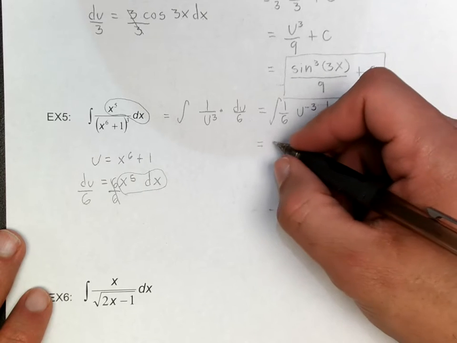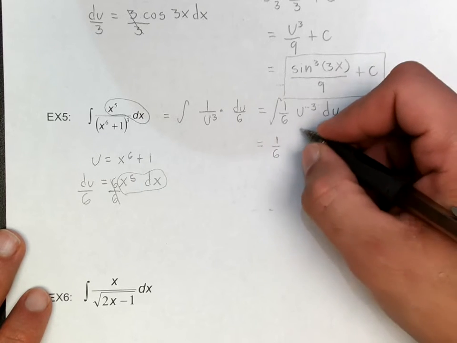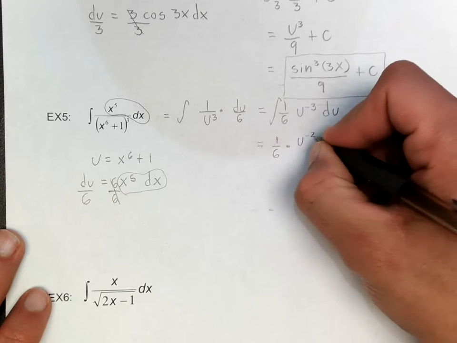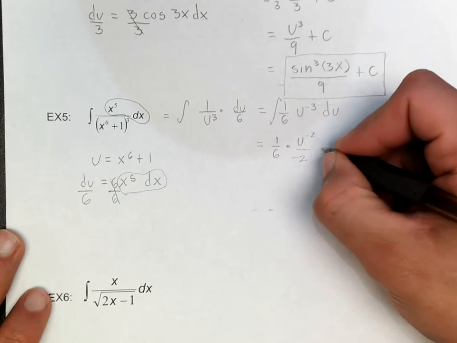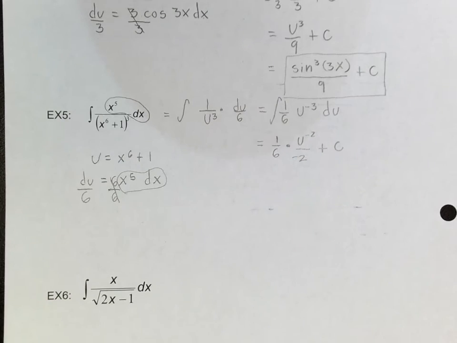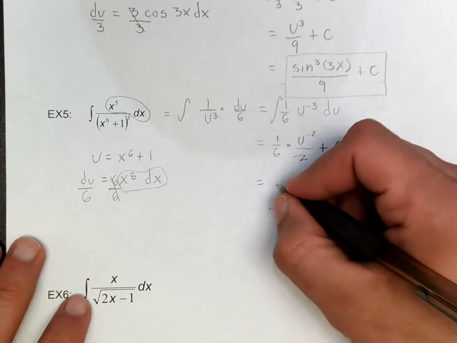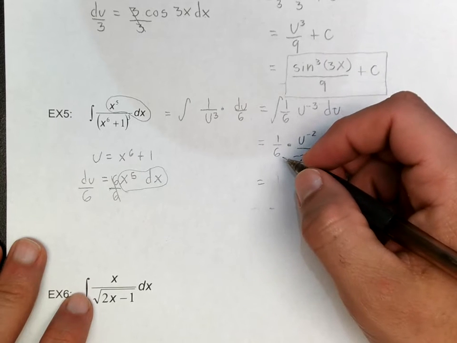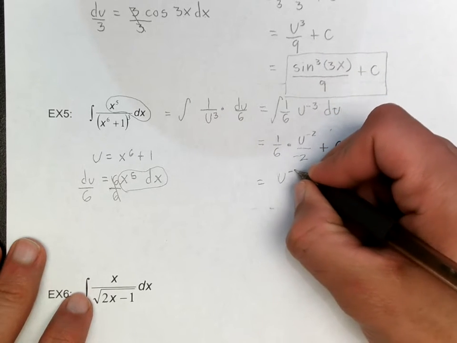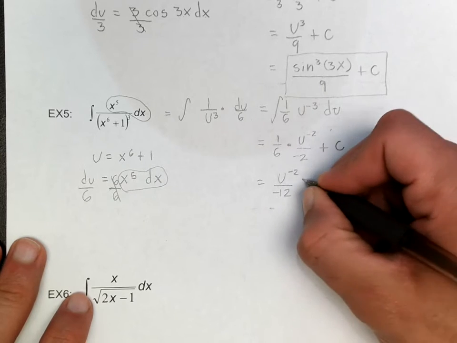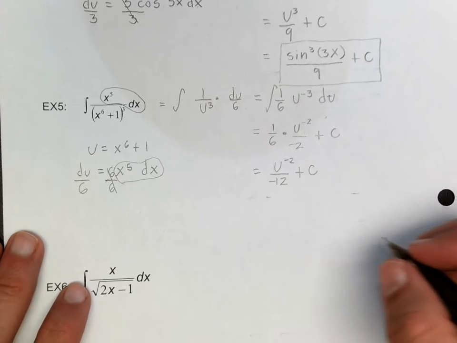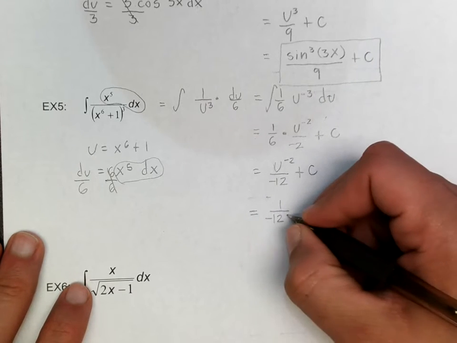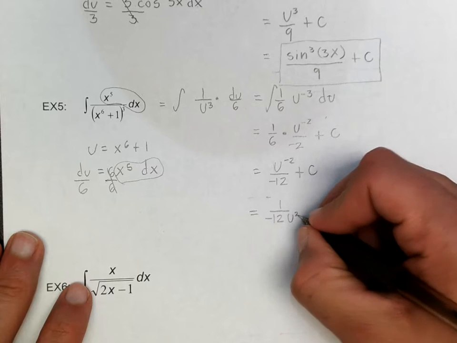Alright, so now I'm going to integrate this. So we have 1 over 6, that stays there. I'm going to add 1 to the exponent and divide by negative 2. So we have u to the negative 2 over negative 2 plus c. Now this is going to be equal to u to the negative 2 over negative 12 plus c, which is equal to 1 over negative 12u squared plus c.